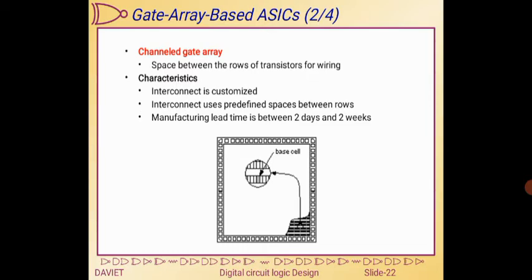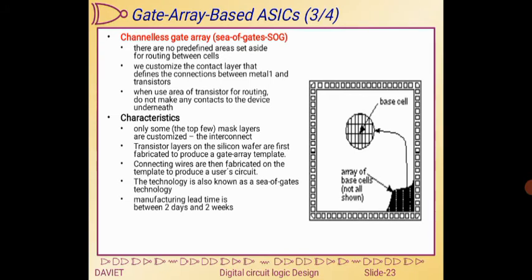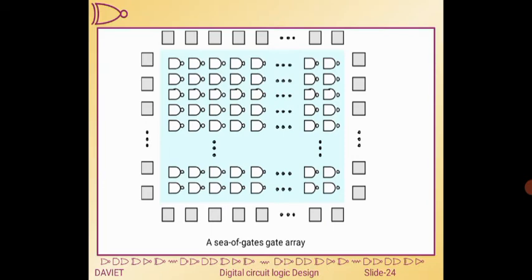And next one, channelless gate array. You have to see in the diagram. There is no channel, which is called a sea of gates. There is no channel between the cells. So this is one example of the sea of gates. You have to see the design.